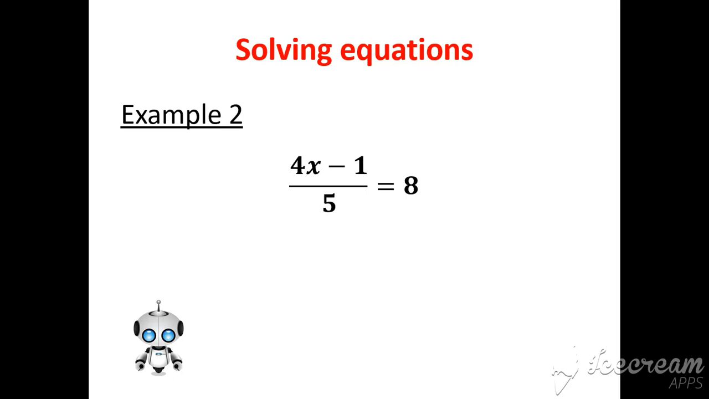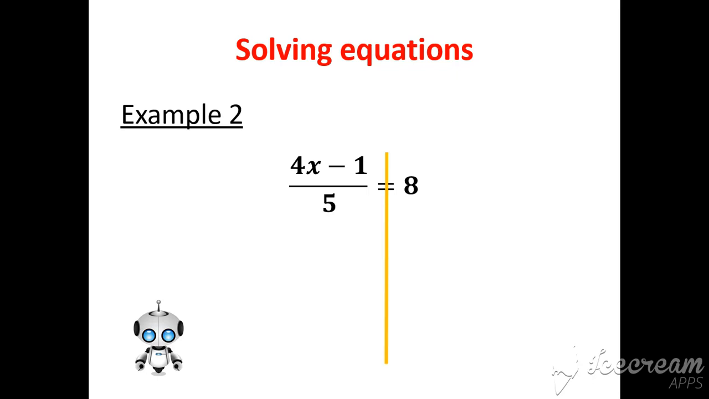All right, let's move on to our second and last example. Here's another fraction problem that we're going to solve. 4x minus 1 is on the top, all divided by 5, is equal to the number 8. We're going to figure out what value of x makes this equation correct.